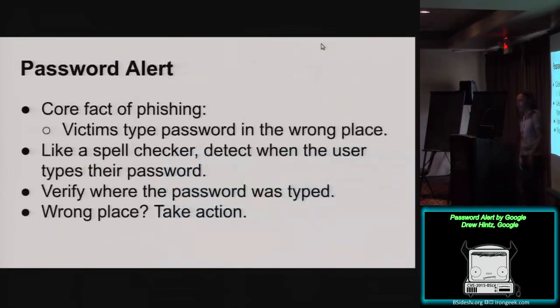And so the idea with Password Alert is it relies on the core fact of phishing: a target becomes a victim when they type their password into the wrong website. When they get that phishing website, they put their password in and they don't realize it's not the real login page. So similar to a spell checker, Password Alert will detect whenever the user types their password. And whenever it detects the password, it checks the URL and says, hey, is this actually the legitimate website or not? And if it's the wrong place, then it goes out and takes action.